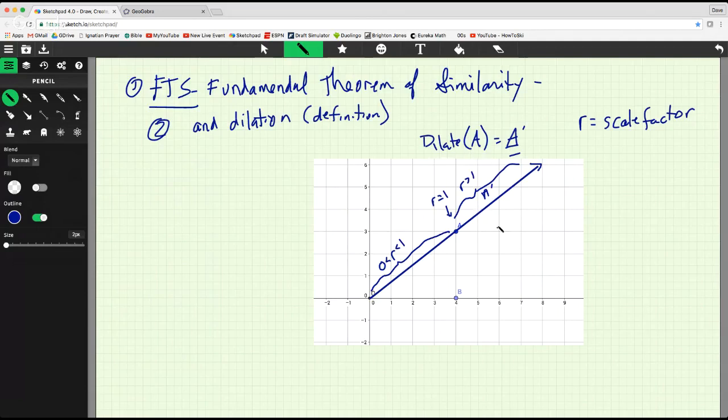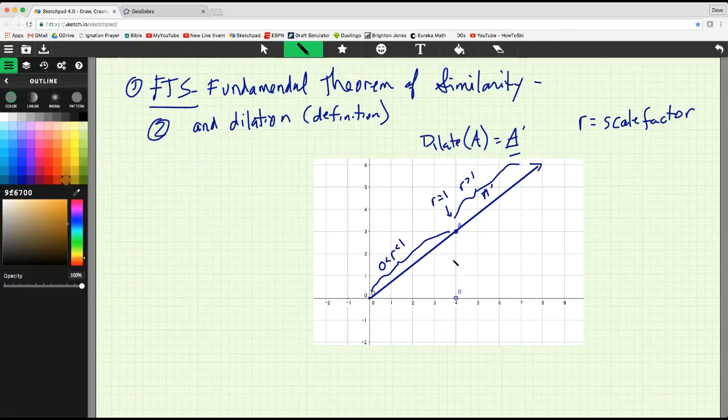Now, what we learned in the most recent lesson was that we can't always figure out, well, let's say R is 3 halves, which equals 1.5. We don't know how to go 1.5 times down this ray to find the point. It'd be somewhere around here, around here, around here, but we don't really know where that point is. We can't find 1.5 times exactly along this line. So what we do is we use our fundamental theorem of similarity.